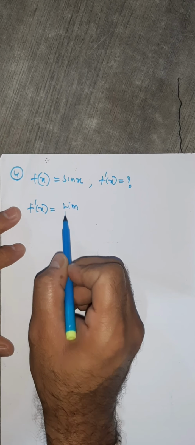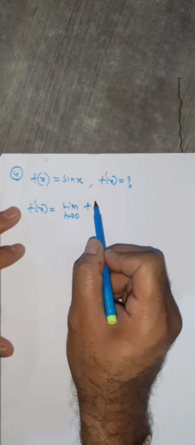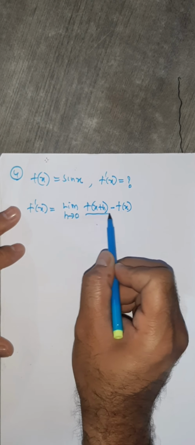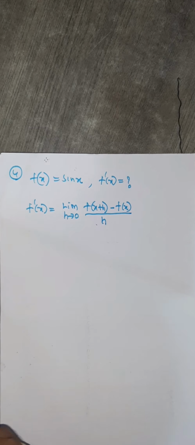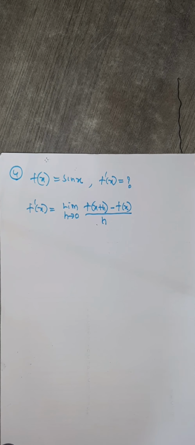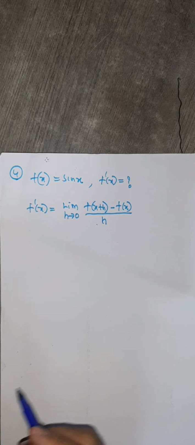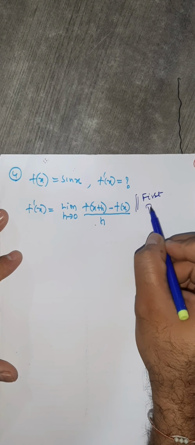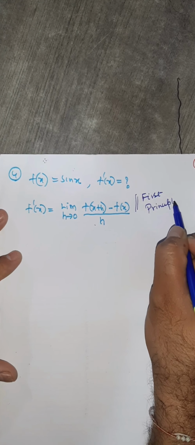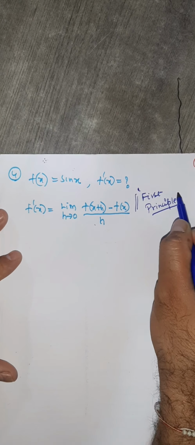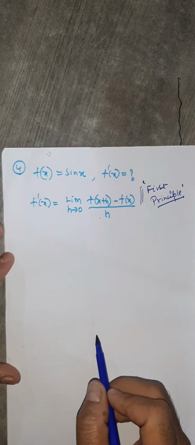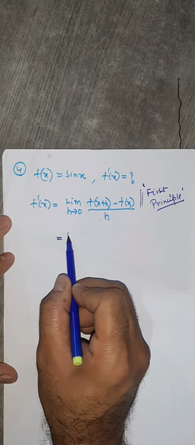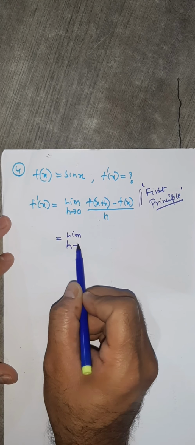Limit h tends to 0, f of x plus h minus f(x) upon h. You know very well this is the definition. Limit h tends to 0, f of x plus h minus f(x) upon h. This is sometimes called, as I told you, first principle. You are doing derivative by first principle. So now you know this is a question of a limit involving a trigonometric function.